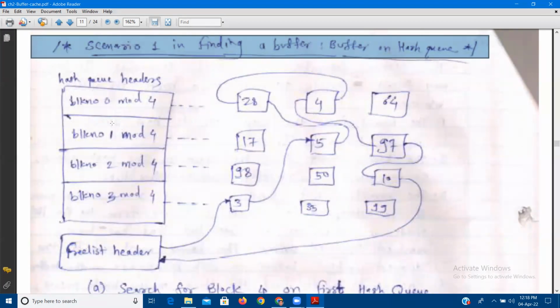So that process, either reader or writer, so these are the processes, they will release that buffer. So after releasing, that buffer will be treated as a free buffer, and once it is freed, it will be kept as a part of free list. Now, got the clear idea?